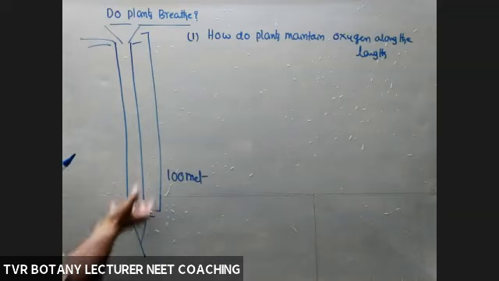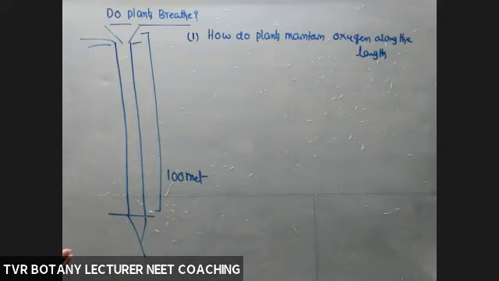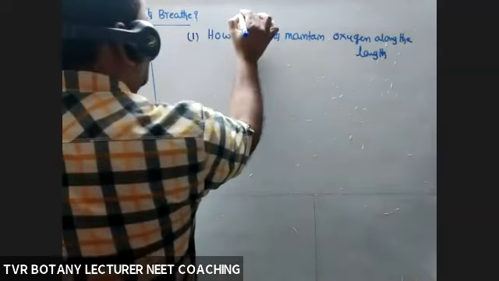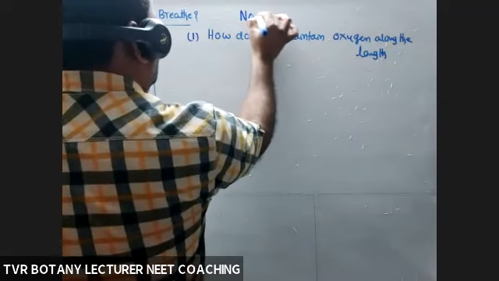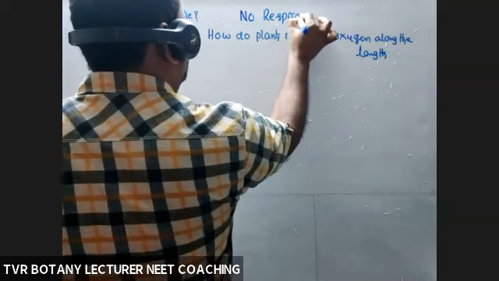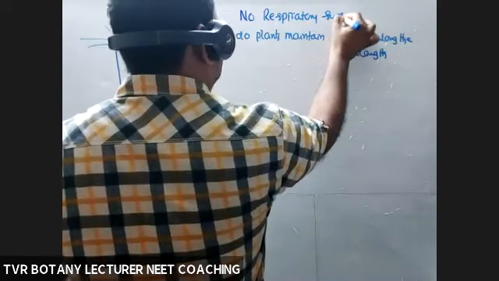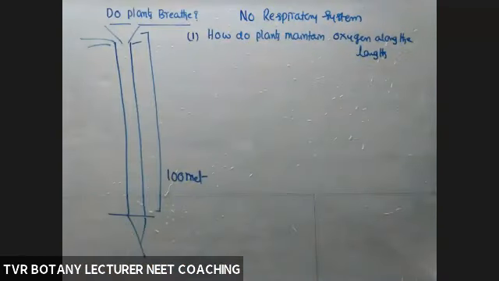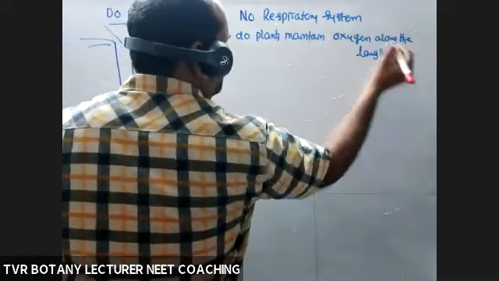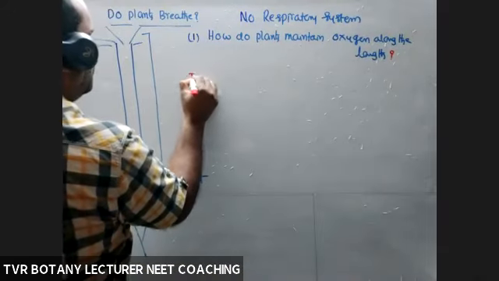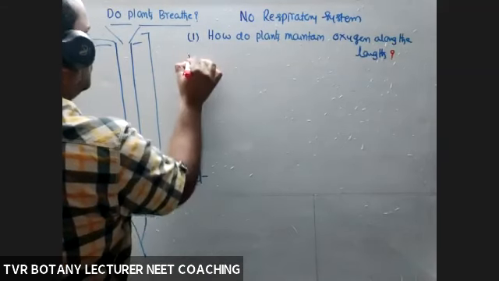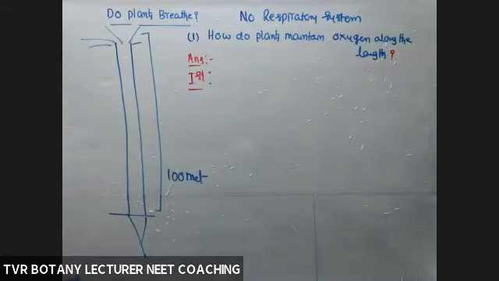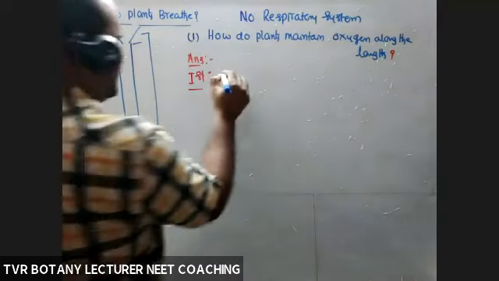But what about this plant? 100 meters. How is that plant able to maintain its O2 requirement along its length without respiratory organs? There is no particular respiratory system in plants, but they are able to maintain O2 along the length. How? This is the question. What are the answers? First answer is, each and every plant part.